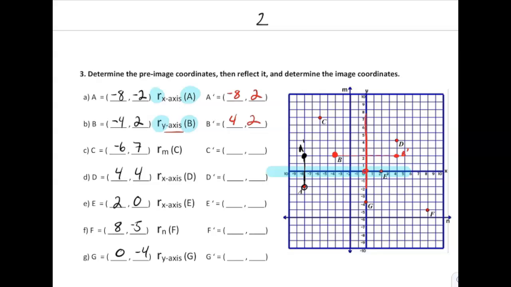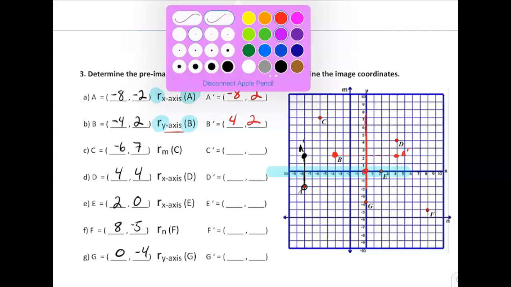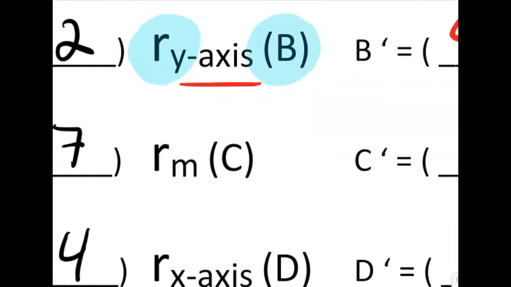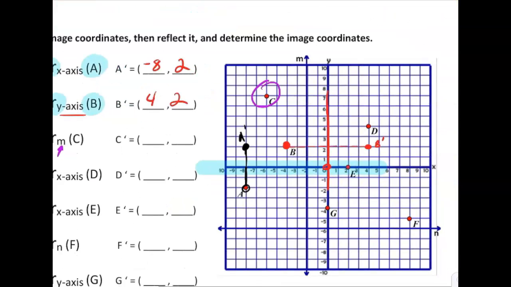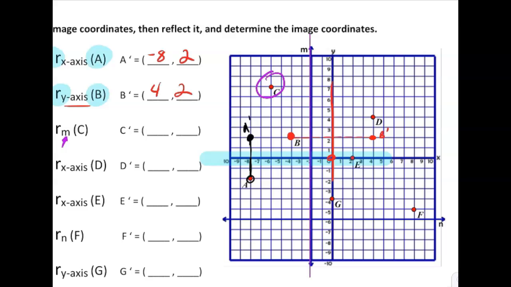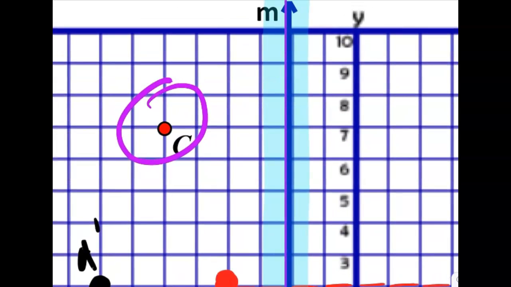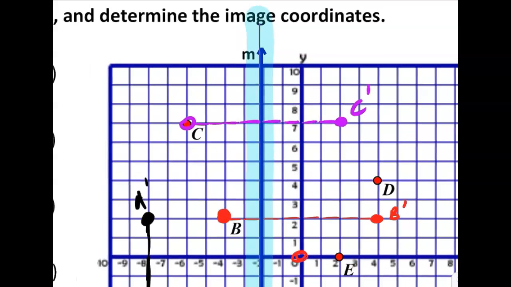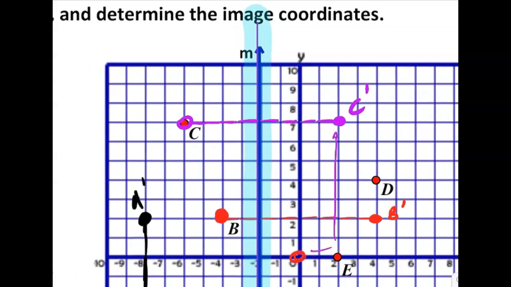We'll do one more together. -6, 7 is point C, which is up here. And it wants us to reflect. This looks a little bit different. It doesn't have an axis. It's saying reflect over the line named M. So the line named M is this thing. But you can have random lines too. It doesn't have to be the axes. So if I took that point C right here and went 1, 2, 3, 4 till I got to M, and then 1, 2, 3, 4 until I go past M, and there's C prime. So it's 2, 8.